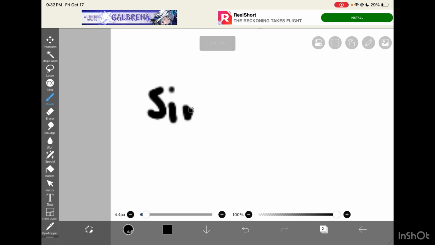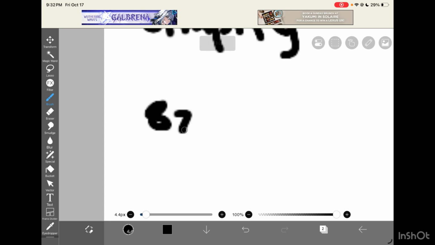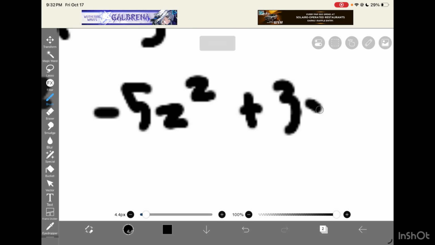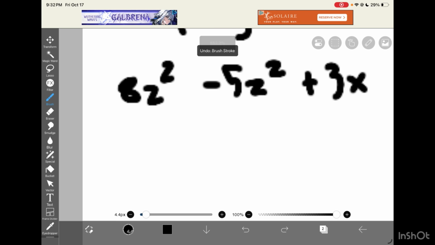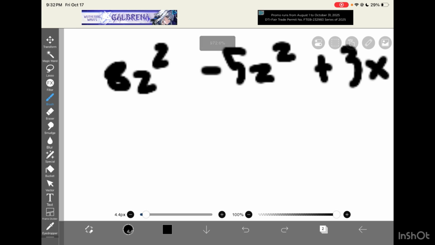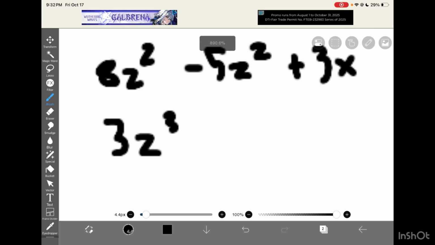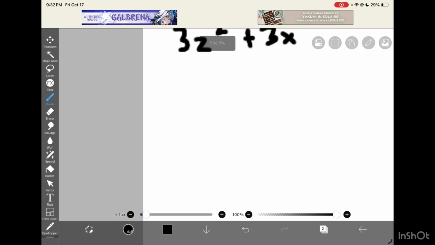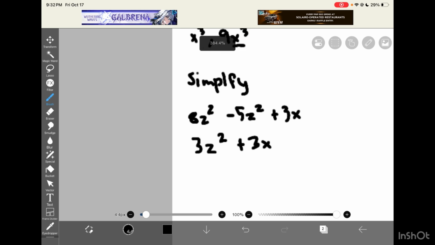So, simplify. Let's take, for example, 8z squared minus 5z squared plus 3x. As you can see, we have some z squared over here, so we can just subtract them. 8z squared minus 5z squared is 3z squared because 8 minus 5 is 3. And then we can just copy the 3x. That's basically how you can simplify. You just need to look at whether the exponents are the same, and that's it.